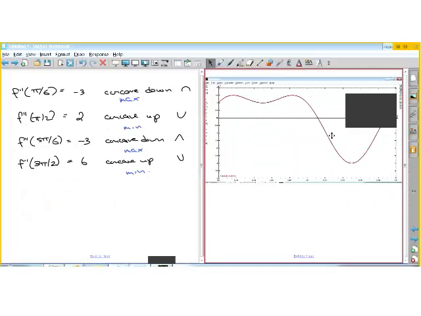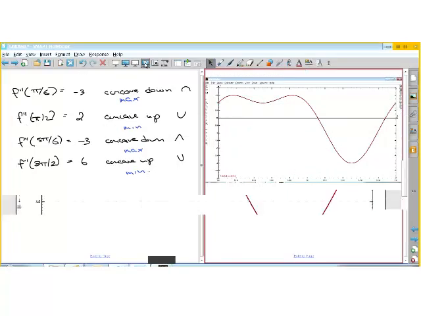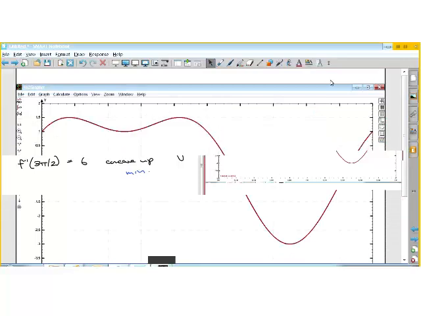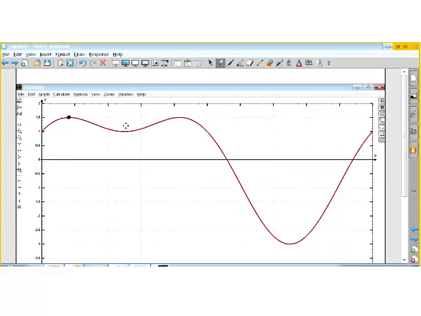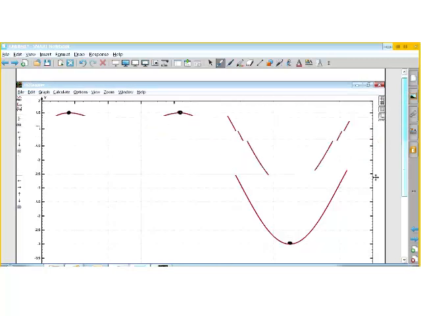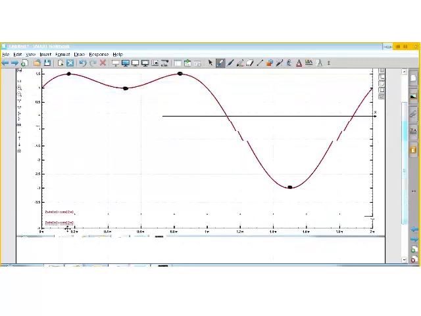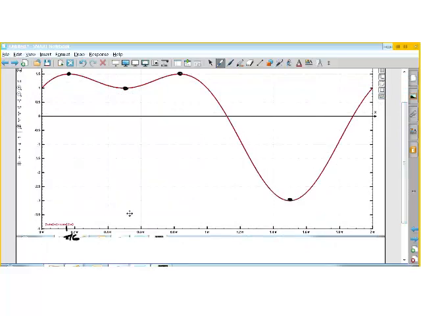Okay, now we're back again. So let's try it again. We still have the same thing: a maximum, a minimum, a maximum, a minimum. Okay, let's see where they are. Here we are at 1.66, so this is pi over 6. Here we are, this is 0.5 pi, so this is pi over 2. This is 5 pi over 6. And this is 3 pi over 2. So those are the three critical numbers we came up with.